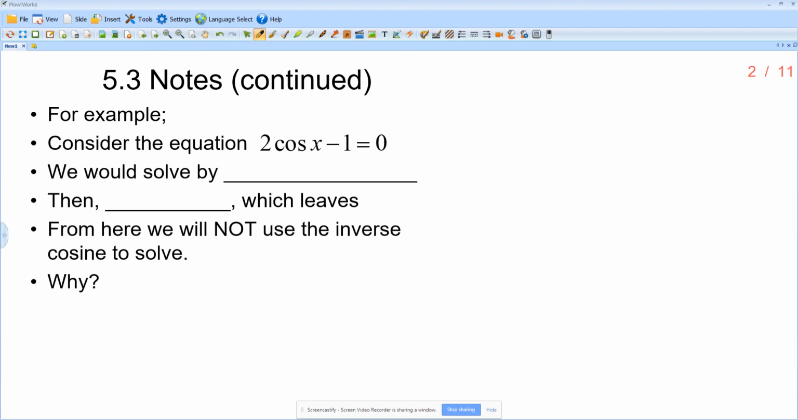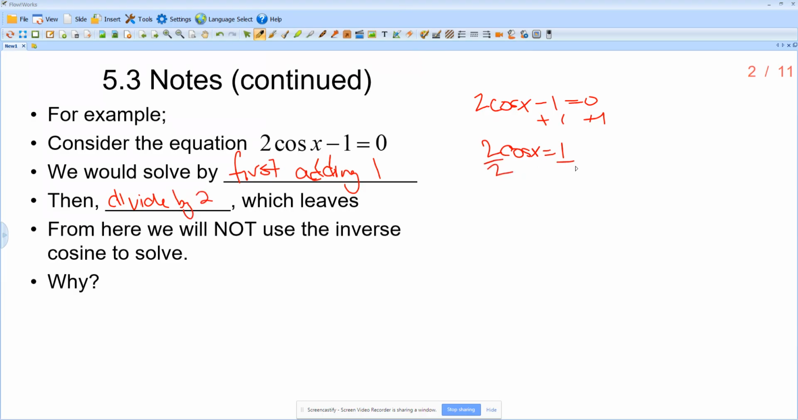So, for example, if we consider the equation 2 cosine x minus 1 equals 0, we would solve by first adding 1. I'll do the solving over here to the side. 2 cosine x minus 1 equals 0. We add 1, so I get 2 cosine x equals 1. Then divide by 2, and I get cosine x is equal to 1/2.